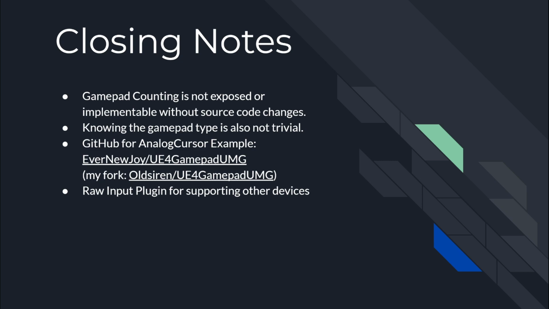Or if you just want to look at the source code, you can go on GitHub and look at Rama's version of it. Another thing is also using the raw input plugin for supporting other devices. It's a totally valid way of doing things as well, regarding different kinds of devices like a wheel or something like that, or different gamepad types, or the Nimbus controller and stuff like that. But yeah.